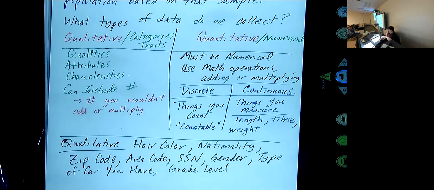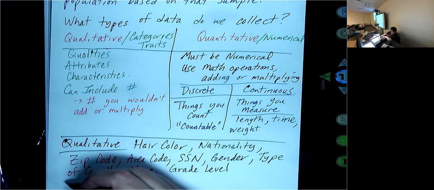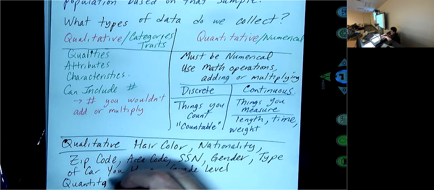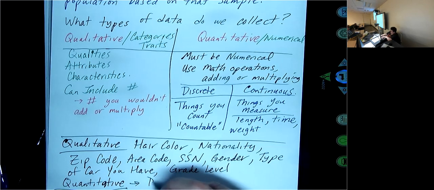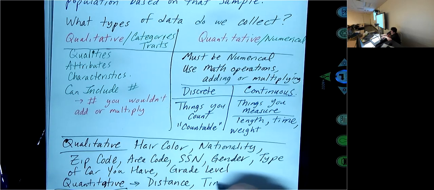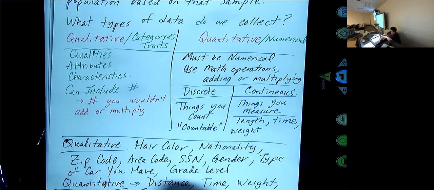Quantitative, we listed a few up there. What else do you measure? Things like length, temperature. So quantitative. Distance. Distance shows up in length, but we'll put that here. Distance is a better way than saying length. I like distance better. So distance, time, weight, temperature.